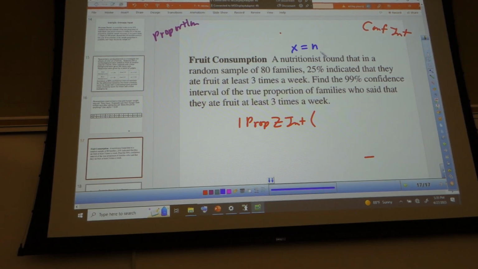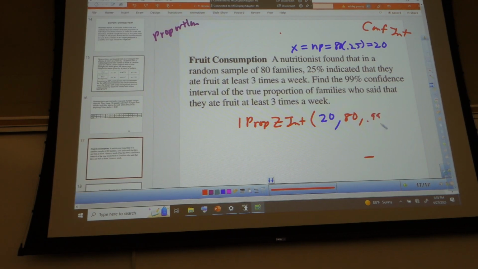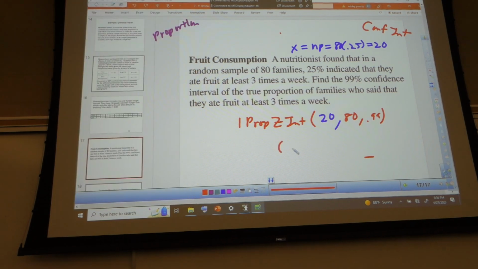Did you get this one? 80 times 0.25 is 20. So you put in 20, comma, 80, comma, confidence level 0.99. And I got 0.125 to 0.375. Yep.